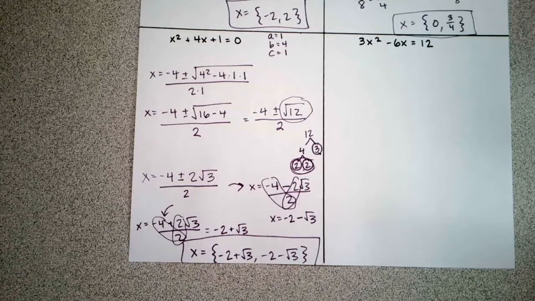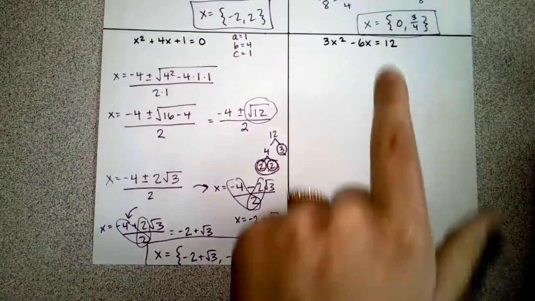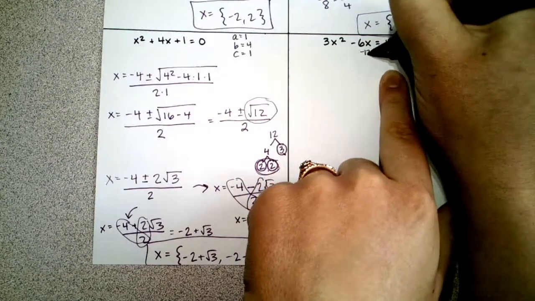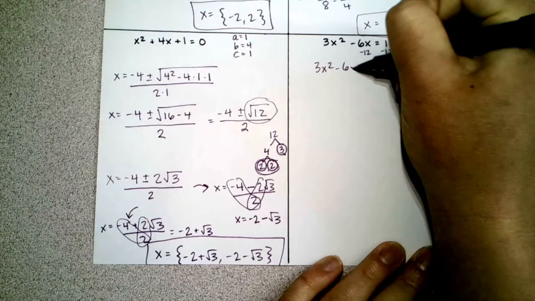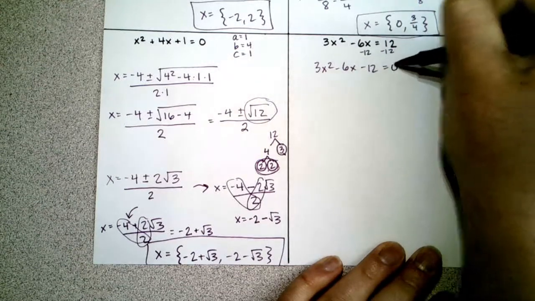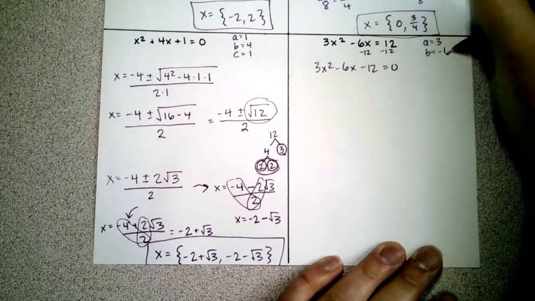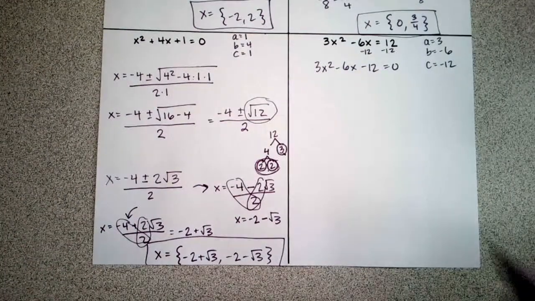Okay, and one last problem here. Put this in standard form. That's your first step. It doesn't equal 0 yet, and we need it to. So subtract 12 from both sides. We get 3x squared minus 6x minus 12 equals 0. So a equals 3, b equals -6, c equals -12. Now we're ready to plug those in.